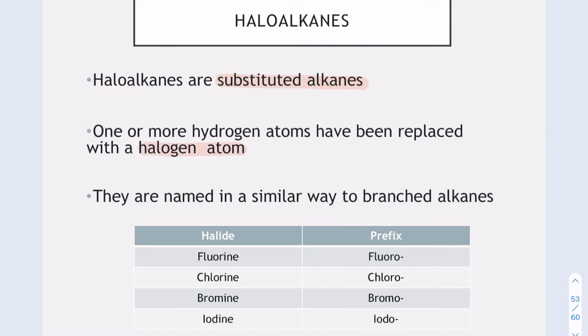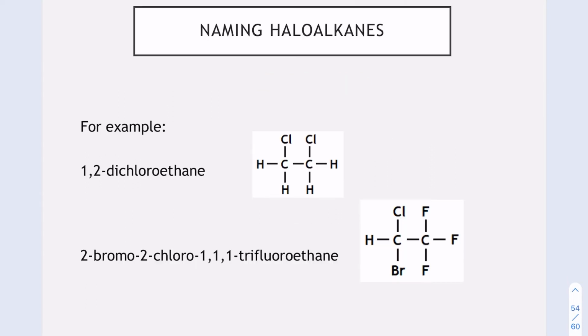They're named very similar to how we name alkanes, whereas if it's a fluorine, the prefix is fluoro, chlorine, chloro, bromo and iodo, just as you would name methyl, ethyl, propyl, something like that. Here we have a couple of examples. The first one, we've been told, is 1,2-dichloroethane. It has 2 carbons in the molecule, so it's going to be ethane, and you can see that chlorine is on carbon number 1 and carbon number 2.